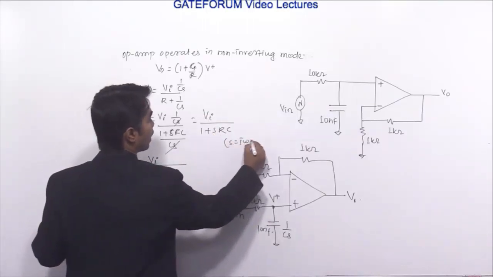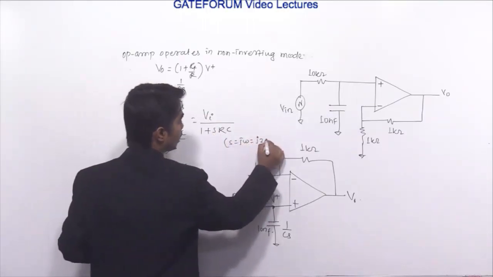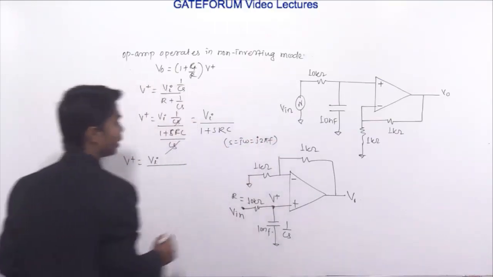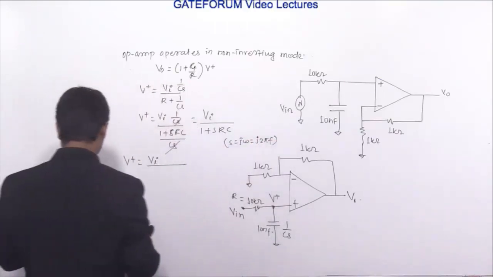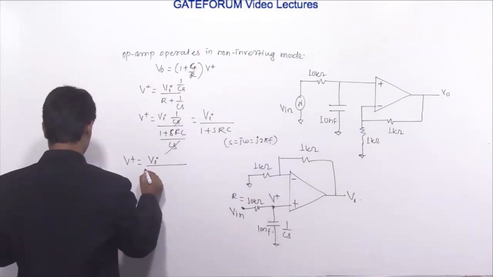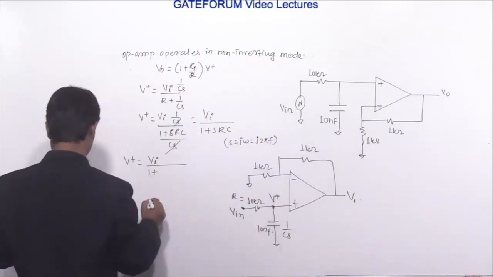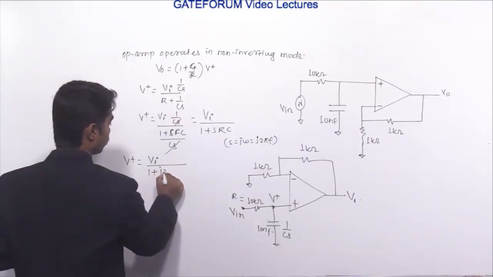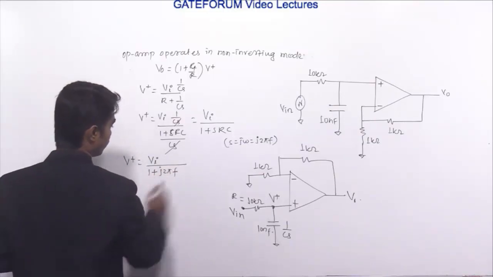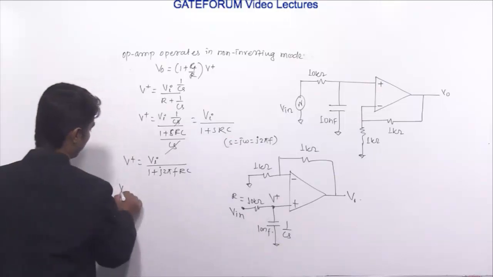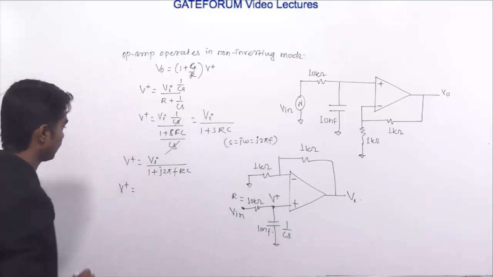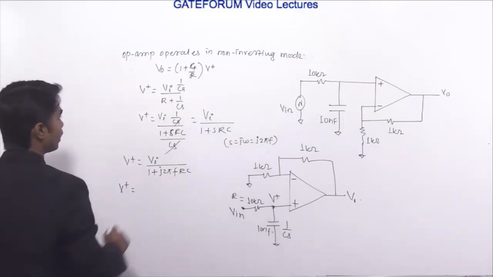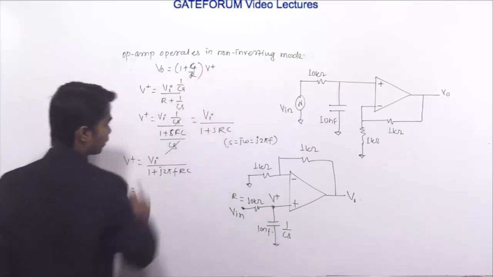S equals j omega, and we know that omega is 2 pi f. Now if you put this in, it becomes 1 plus j 2 pi f r c. Now see, this V plus, we will put here the V plus.